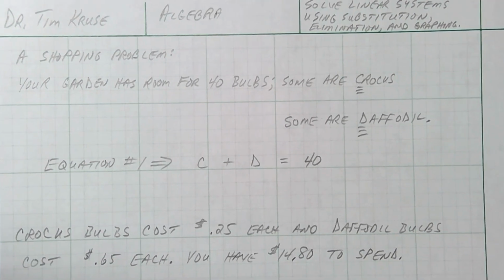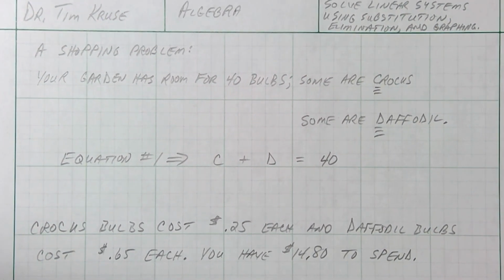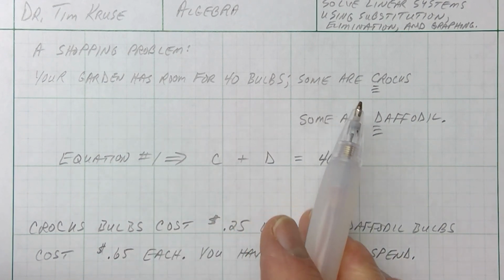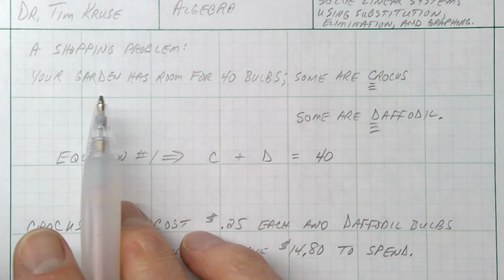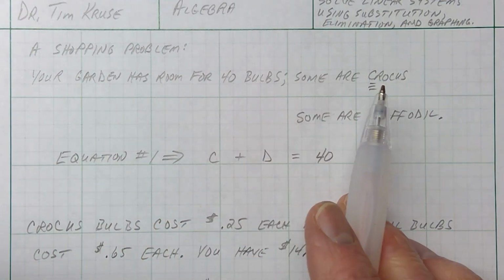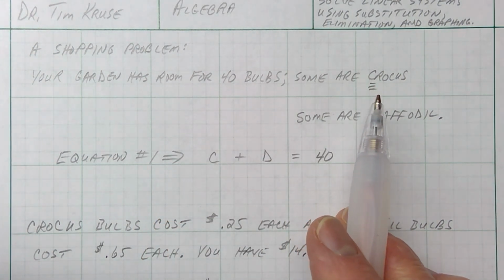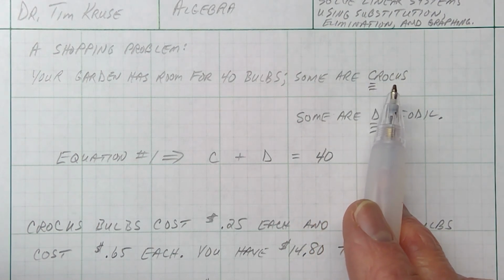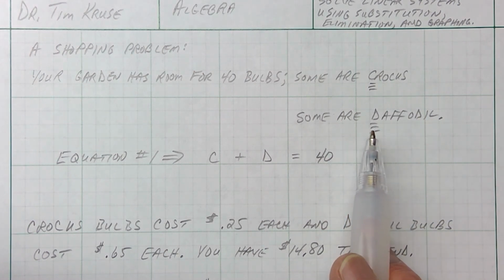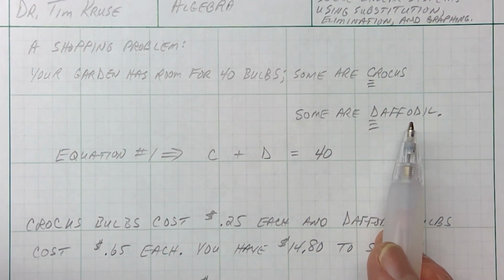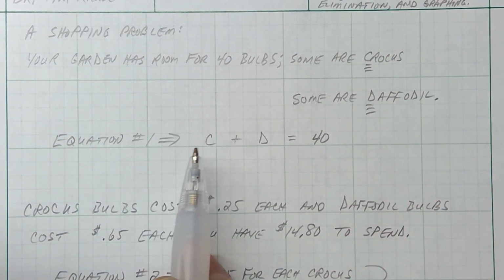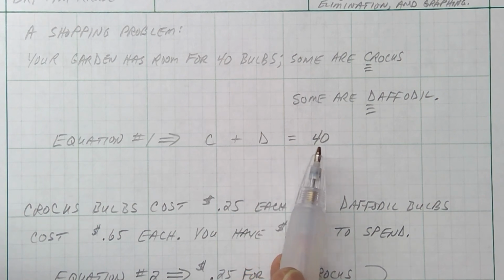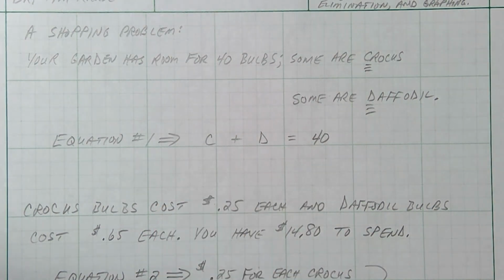Okay, and the last problem, just for extra practice for you if you like, is a shopping problem. All right, maybe you're going to Lowe's and they got crocus and daffodil bulbs on sale. So maybe you have room for 40 bulbs. And some of them will be crocus. I'll use C for crocus bulbs, and some are daffodil. So C will stand for the number of crocus bulbs that I buy from Lowe's, and D will stand for the number of daffodil bulbs that I buy from Lowe's. So the number of crocus bulbs plus the number of daffodil bulbs has to equal 40, because that's all I got room for is 40 bulbs.